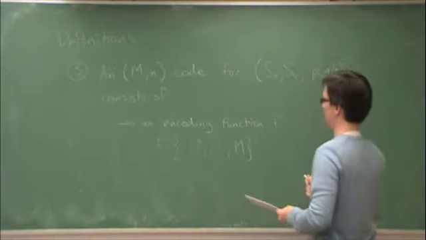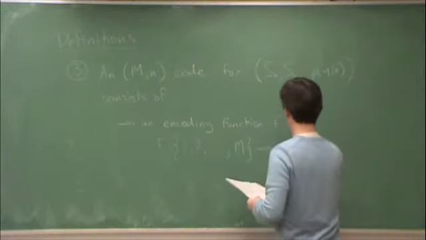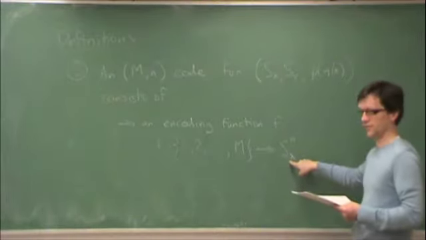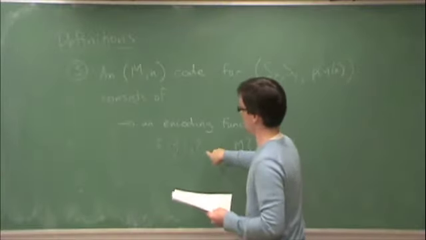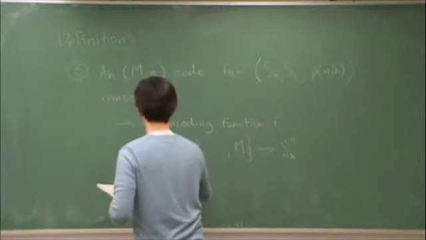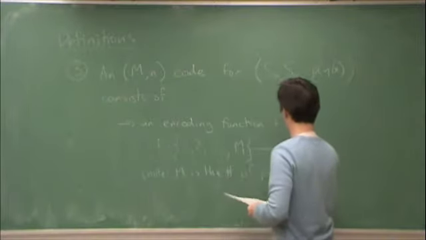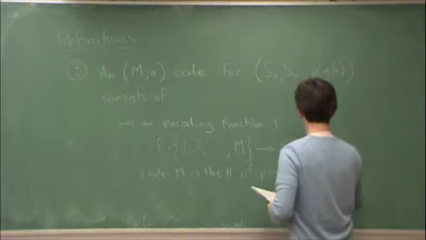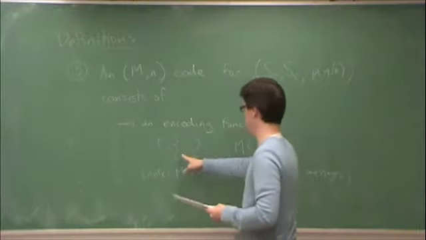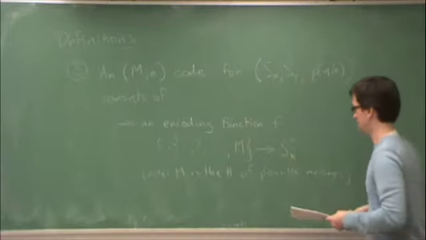So there are capital M possible messages to Sx to the n. So this is the set of n-fold vectors of the channel input. So basically, I'm going to take each possible message. Let me just make that explicit. Note M is the number of possible messages. So it's a mapping from the set of possible messages enumerated from 1 to capital M to n-fold vectors of Sx.